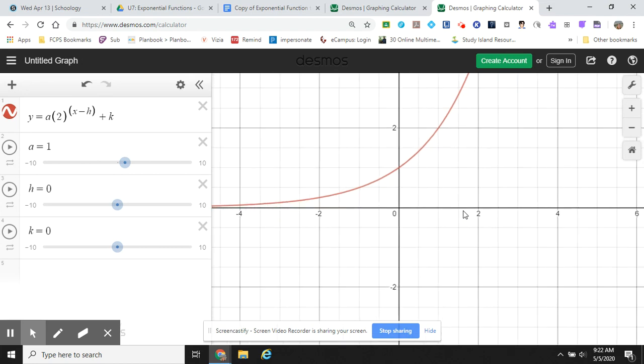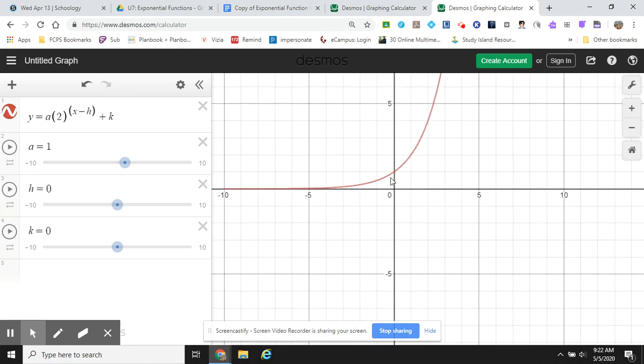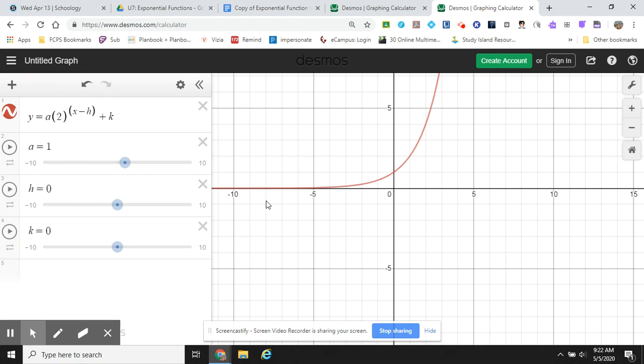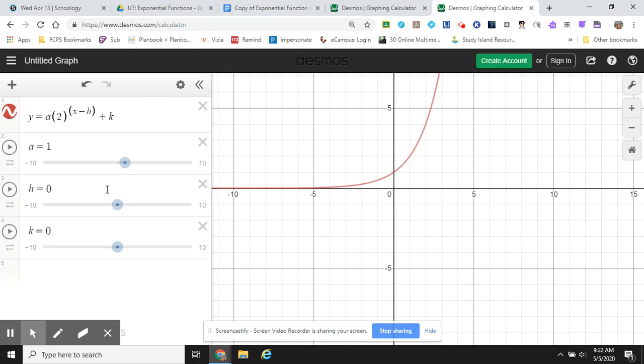And you can zoom in, zoom out, see the different numbers. So you see that it crosses the y-axis. You can see where the asymptote is. So what you're going to do is play with these sliders a little bit. So the first thing you're going to do is just explore the sliders. Notice what's happening. When you finish messing around with it, set h and k back to 0. So if I play with the a slider, you see what it does. If I play with the h, we see what it does. If we play with k, we see what it does.